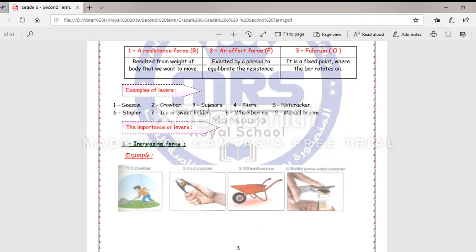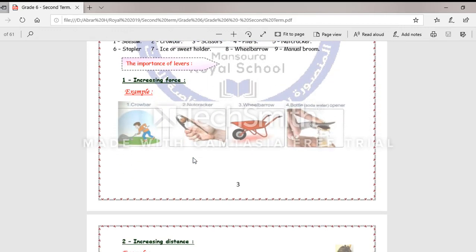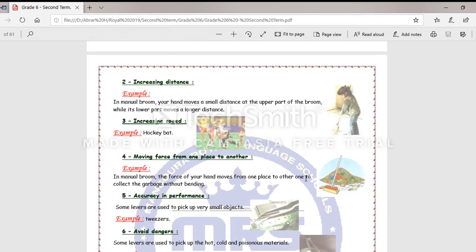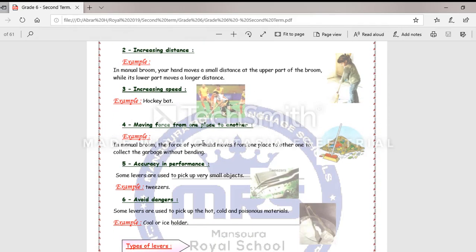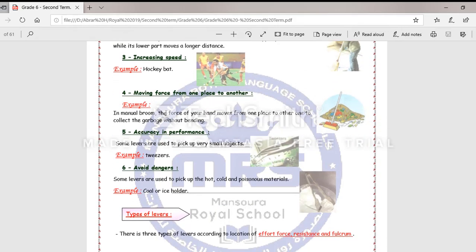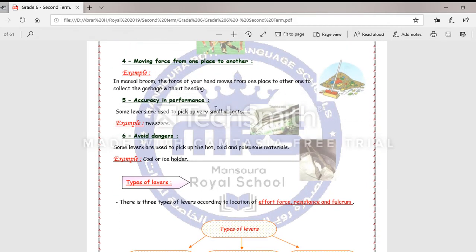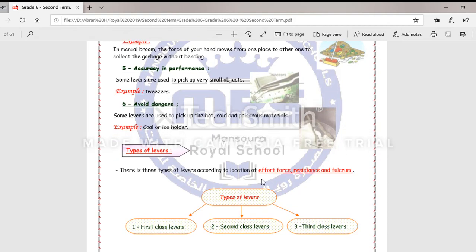What is the importance of the levers? We said that there are 6 importances of the lever. First, increasing force, as in crowbar, nutcracker, wheelbarrow, bottle opener. Number 2, increasing distance, as in the manual broom. Number 3, increasing speed, as in the hockey bat. Number 4, moving force from one place to another, like in the manual broom. Number 5, accuracy in performance, as in tweezers. Number 6, avoiding dangers, as in coal holder or ice holder.